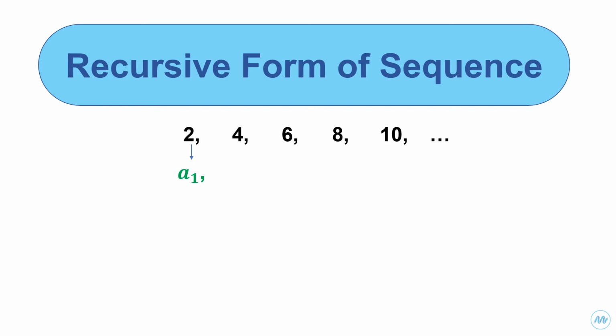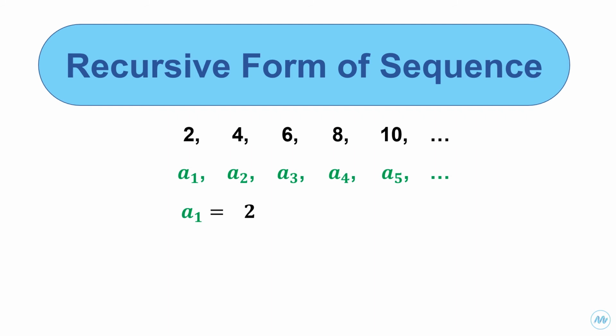The first term is 2, the second is 4, the third is 6, the fourth is 8, and the fifth is 10. Our objective is to express this sequence in recursive form. Remember, to do this, we need a recursive formula and the first term. Again, the first term is 2.